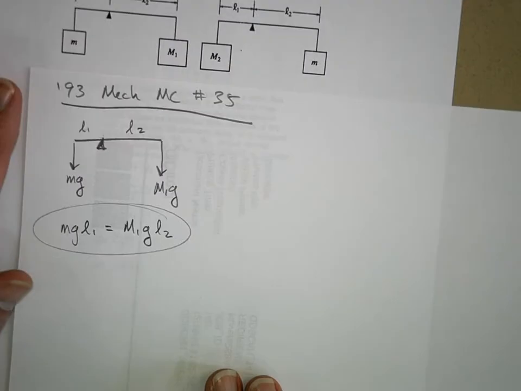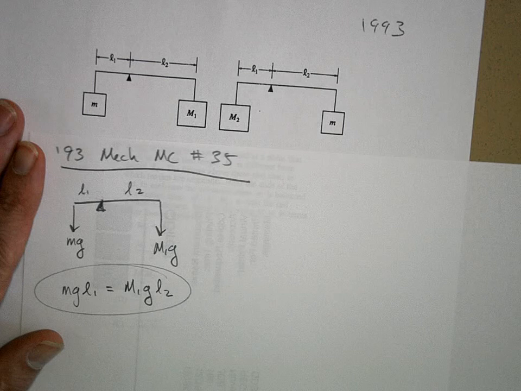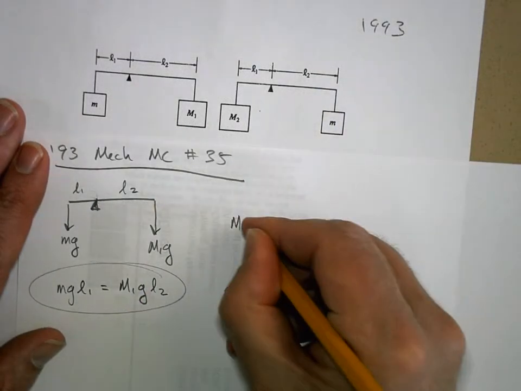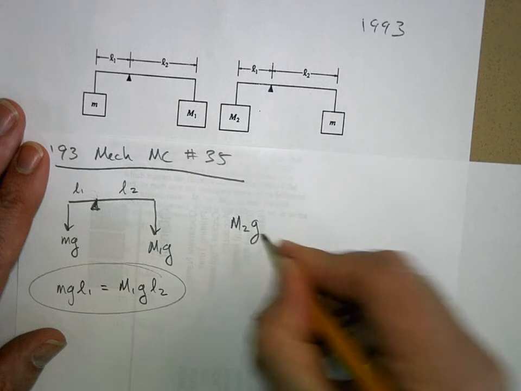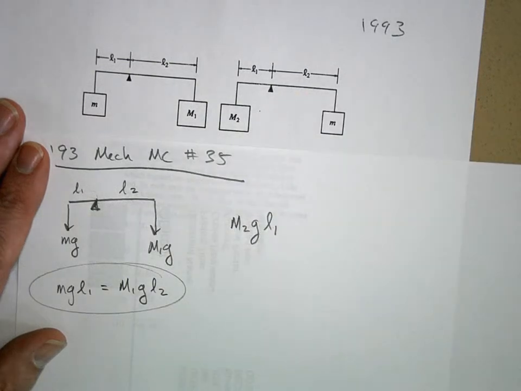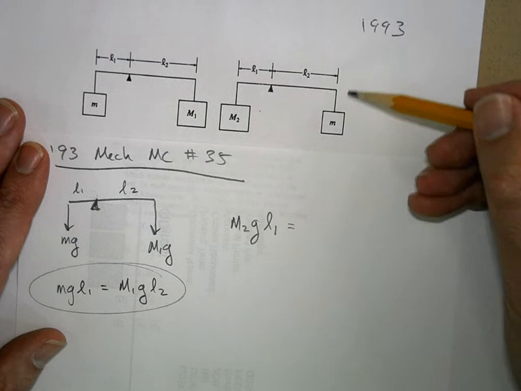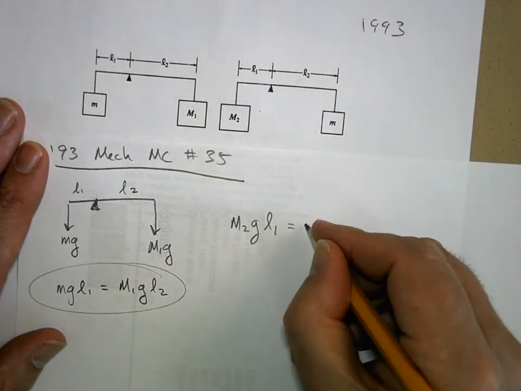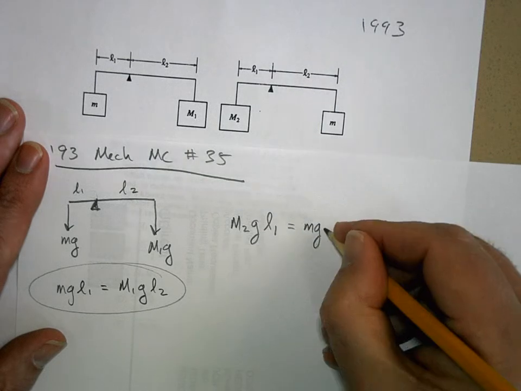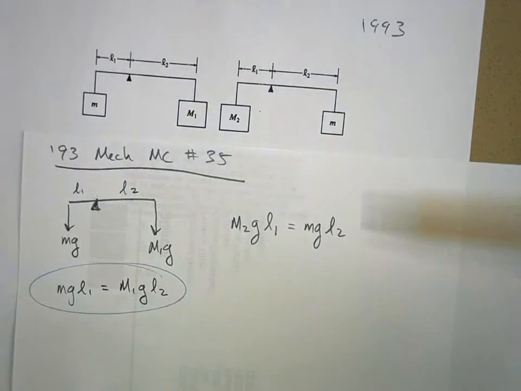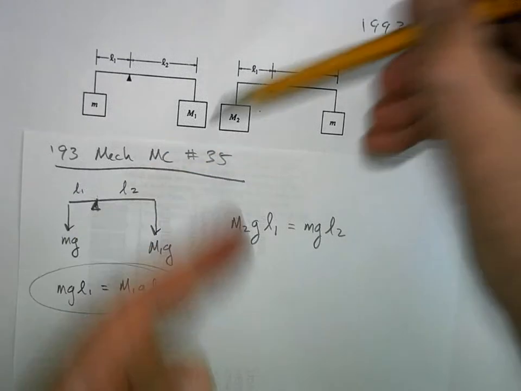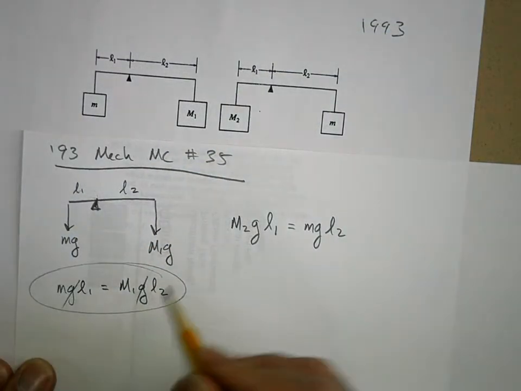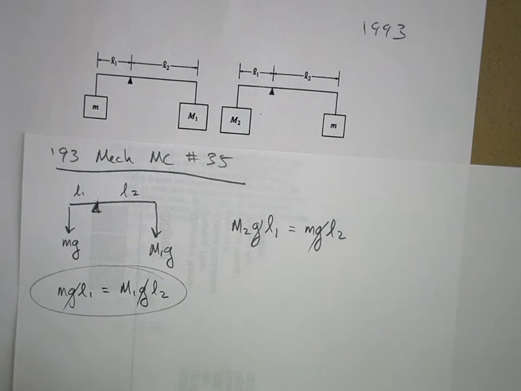Now looking at the other one, and just to save time, rather than redraw this, I'm going to take a look at this. This is M2 g L1 is equal to mg L2. So this twist is going to be equal to this twist. And so now, first of all, we can forget about gravity because it cancels out of everything.